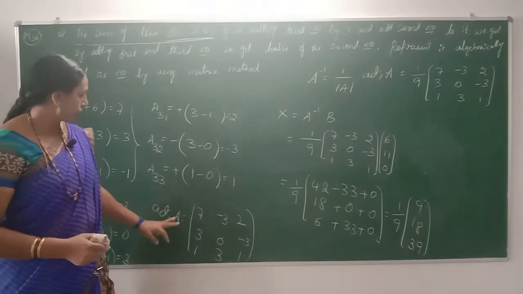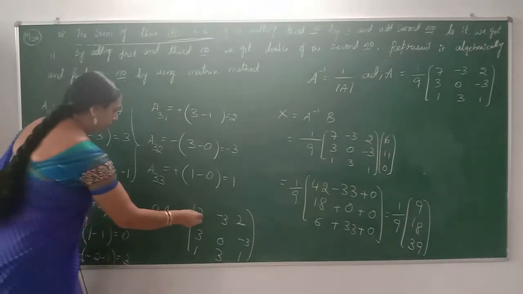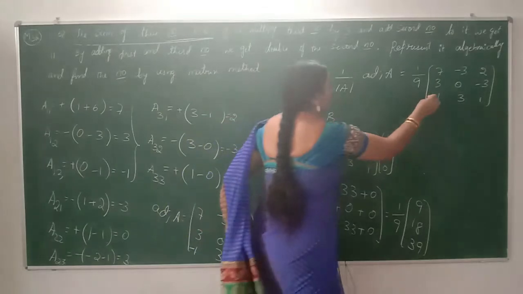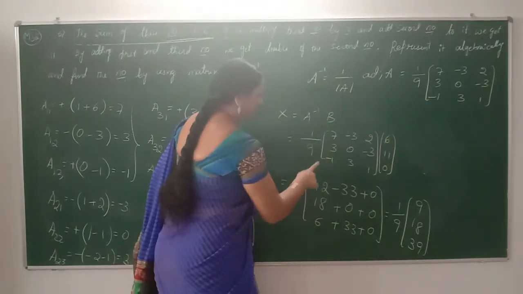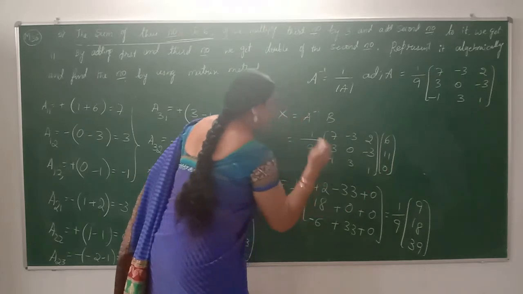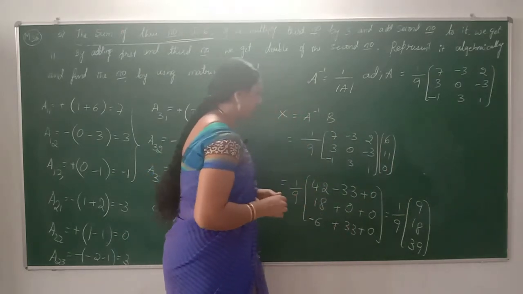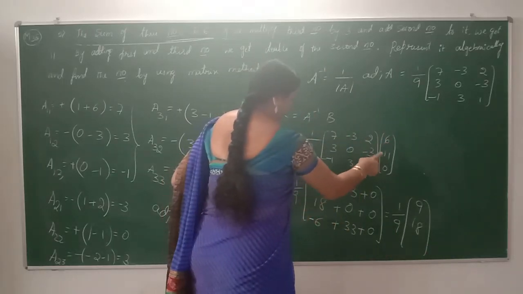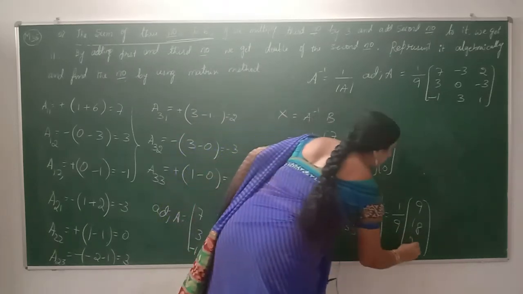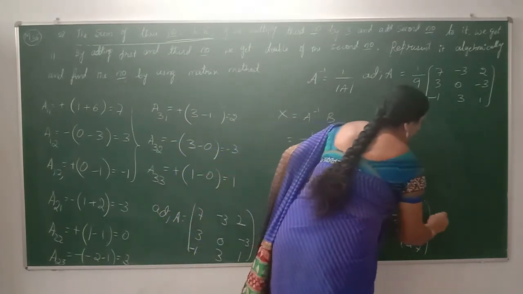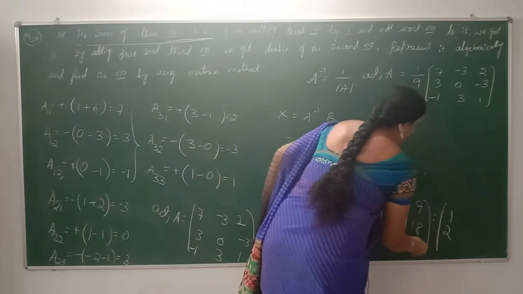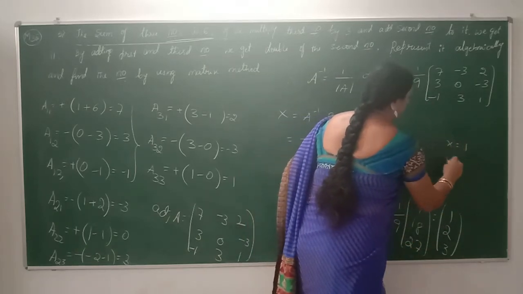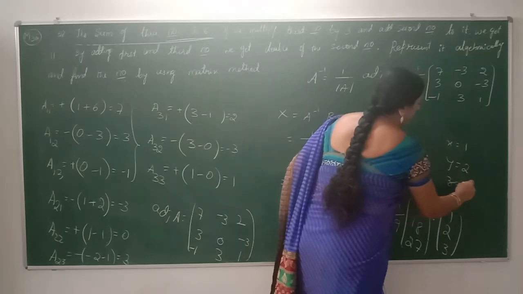So, please make this correction. The adjoint of A elements are 7, 3, minus 1. Therefore, minus 1 into 6 is minus 6, and 11 into 3 is 33. So minus 6 plus 33 is nothing but 27. Therefore, 9 by 9 is 1, 18 by 9 is 2, 27 by 9 is 3. These are the values of x, y, z. Therefore, x is equal to 1, y is equal to 2, and z is equal to 3.